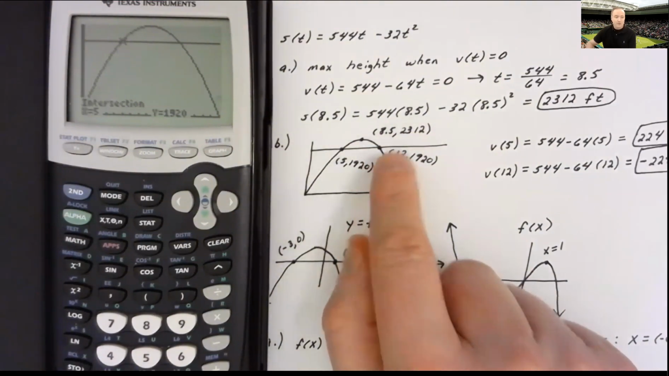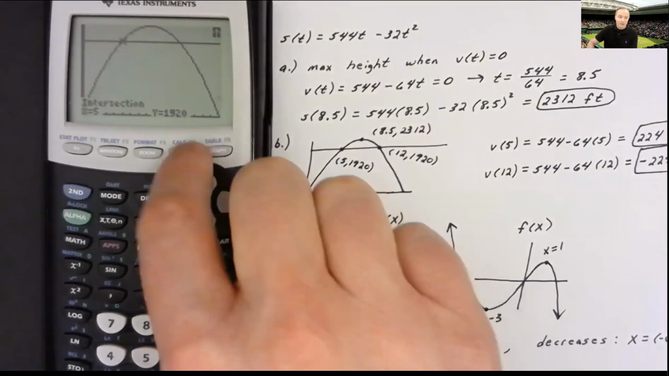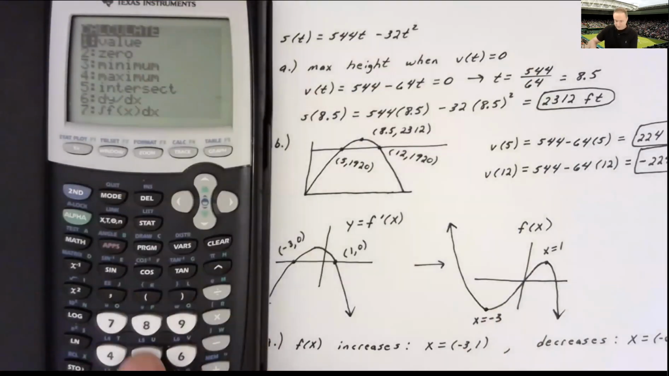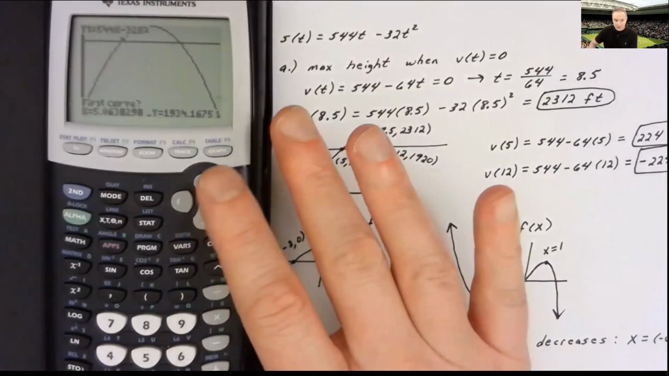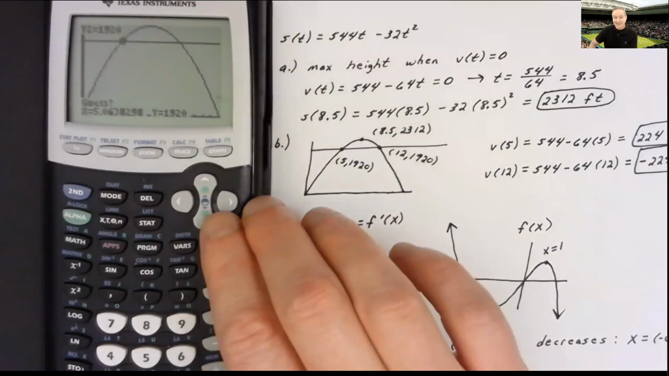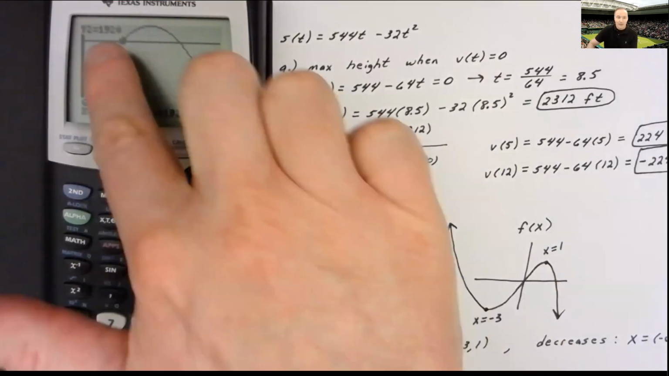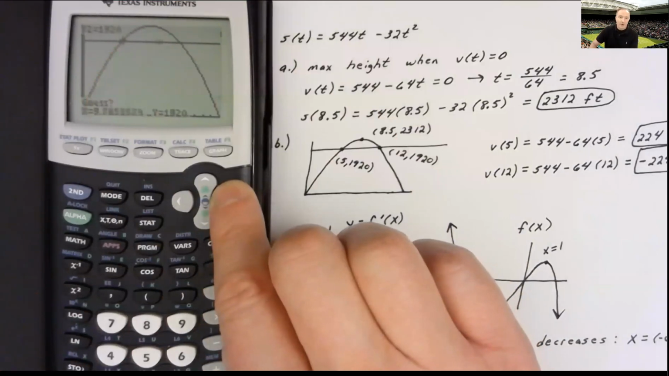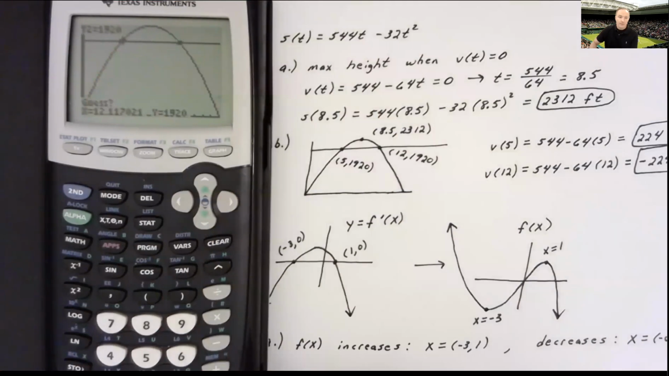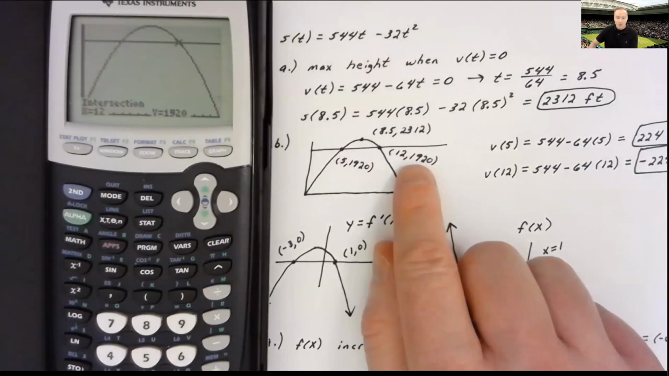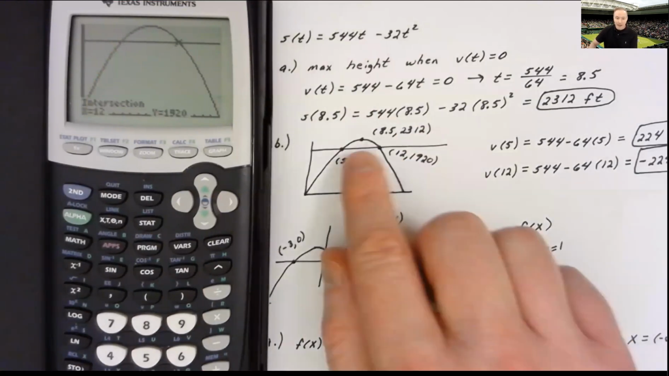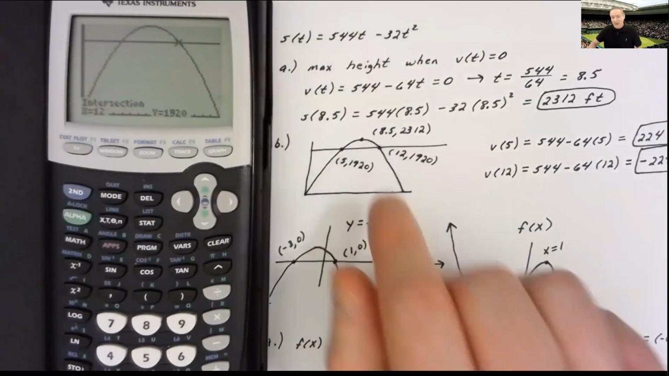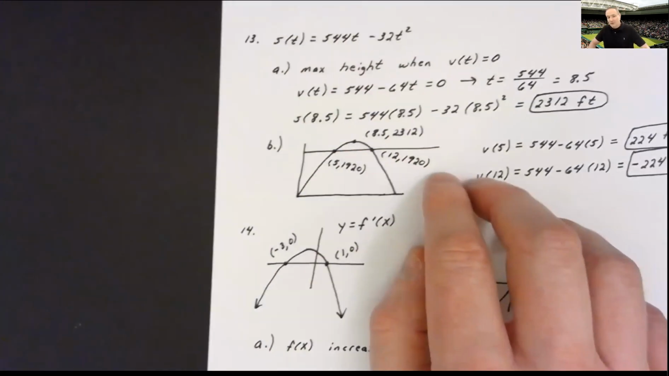If I didn't use that logic, I could still use the calculator and say second calc 5. I still hit first curve and second curve, but when it says guess, if I just hit enter again, I'm going to keep on getting this answer all day. So when it says guess, just arrow over to the other point and hit enter, and it will show you, hey, yeah, you have an intersection at 12, 1920 as well. So now I have my 2 times at which the height is 1920.